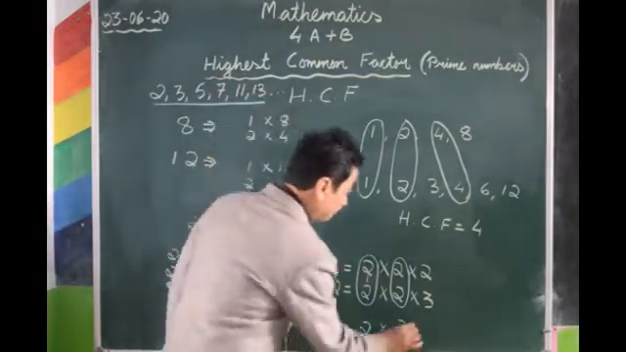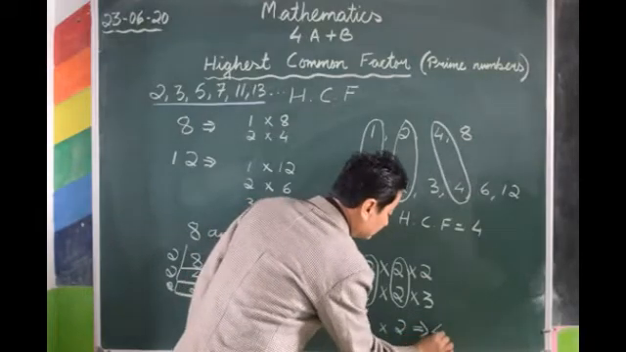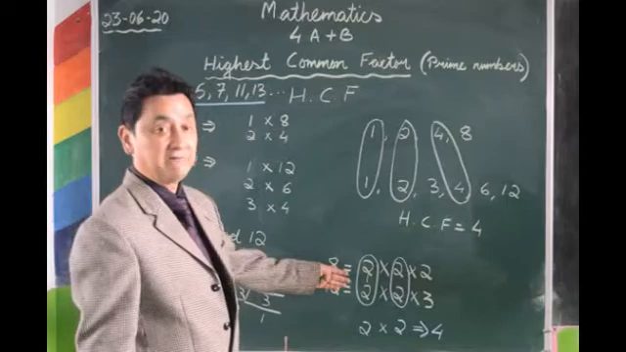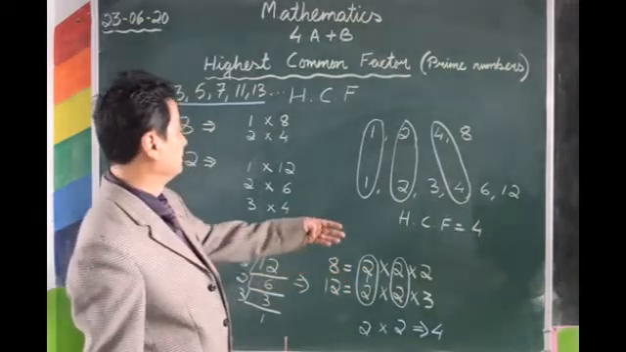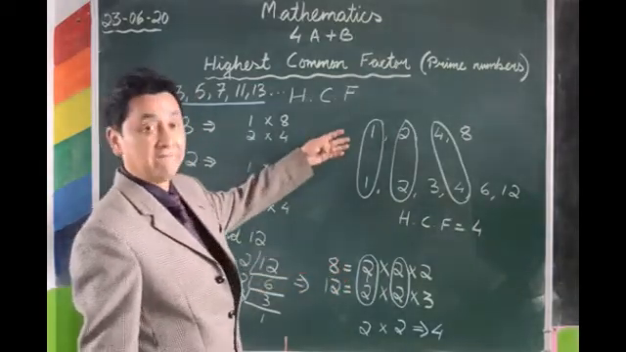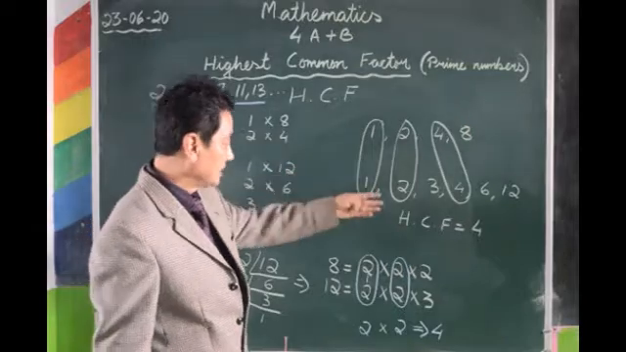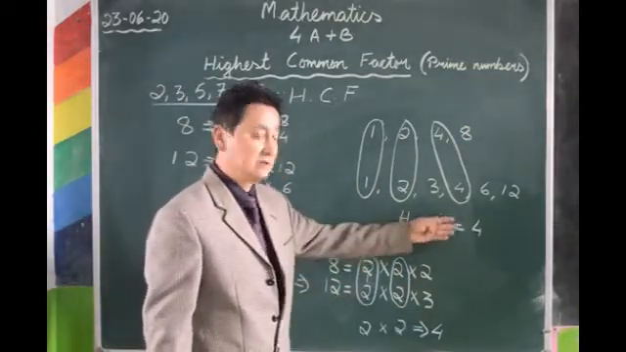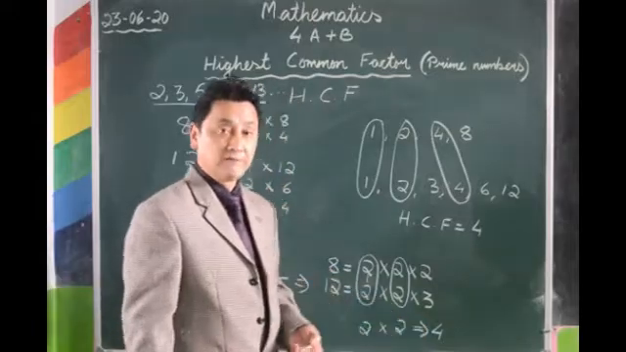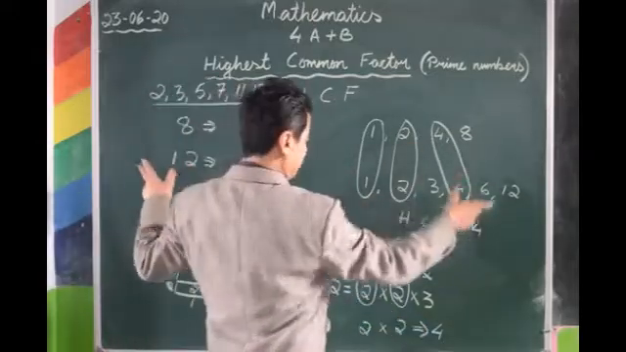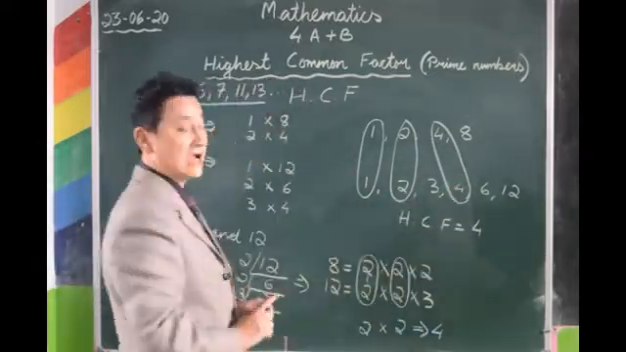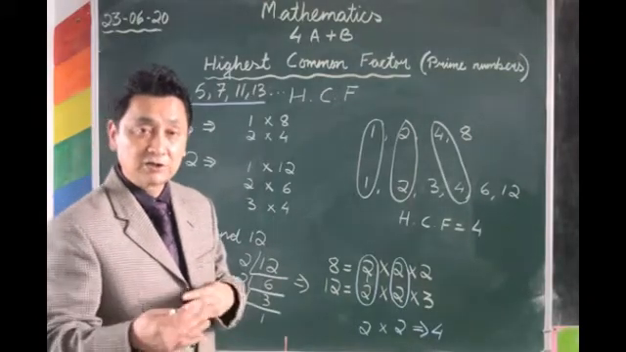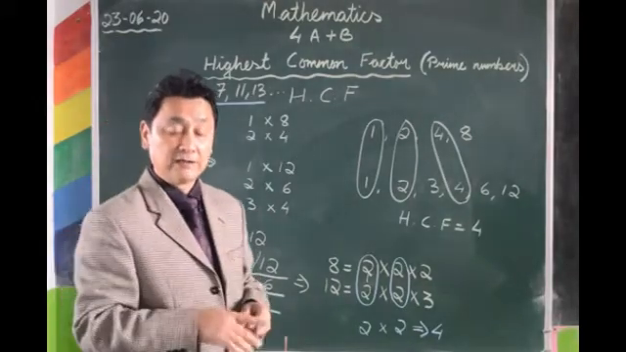2 2s are 4. So we have found the HCF using the prime factor method. We have found the HCF by using the factor method. In both cases, the HCF is the same. The highest common factor is 4. Here also 4. So we are not going to do it this way. We are going to do it by the prime factor method. Okay? If you haven't understood, please go back to the video and look again.